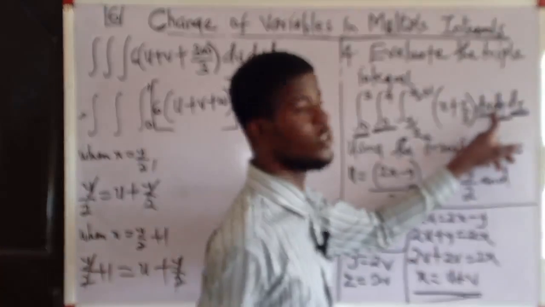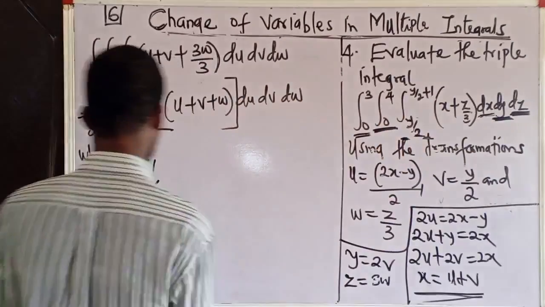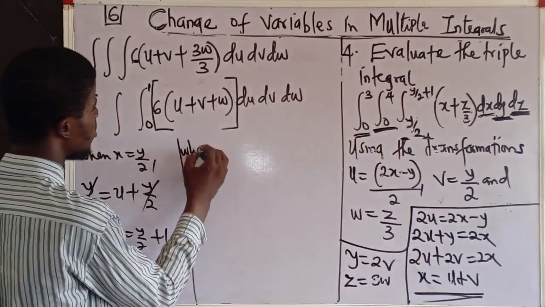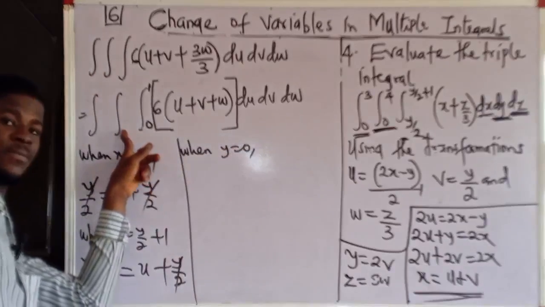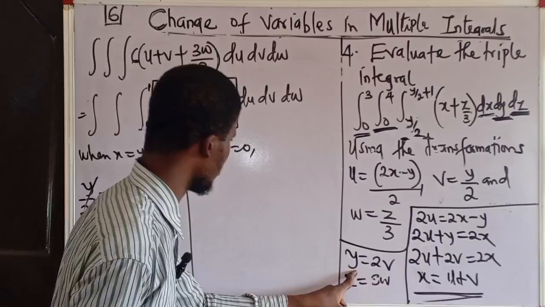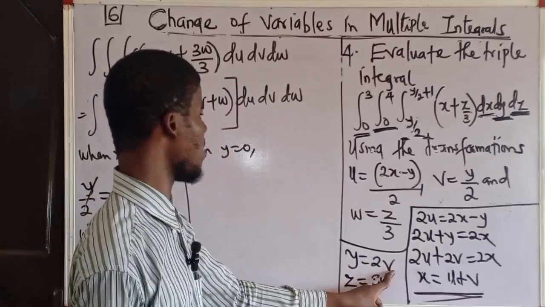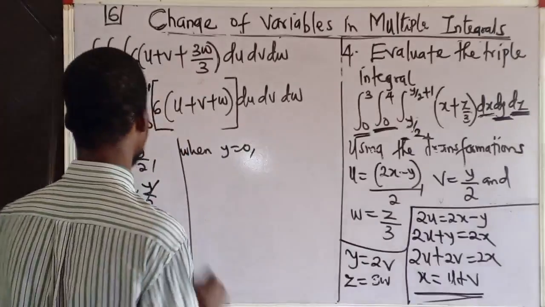Now, the next one is what? dy. That is from y equal to 0 to y equal to 4. So, when y is equal to 0, what is v? You get the point now. Simple. If I put 0 here to get v, I'm making use of the transformation equations now. 0 is equal to 2v. It means that v is 0.